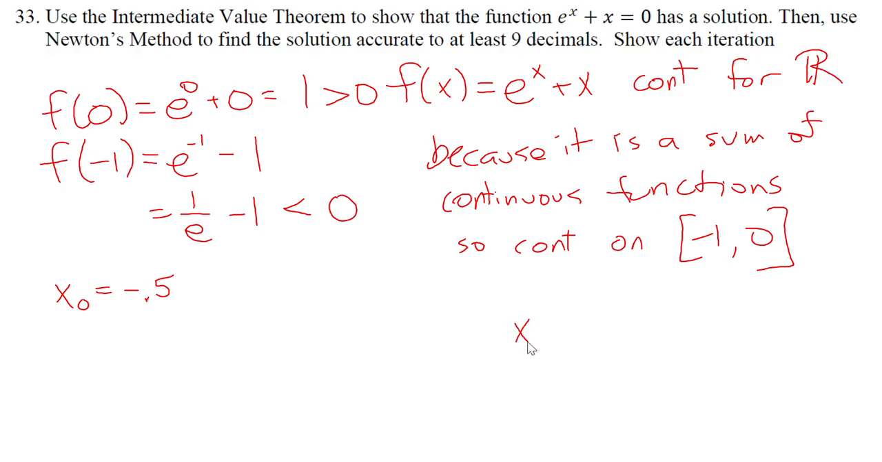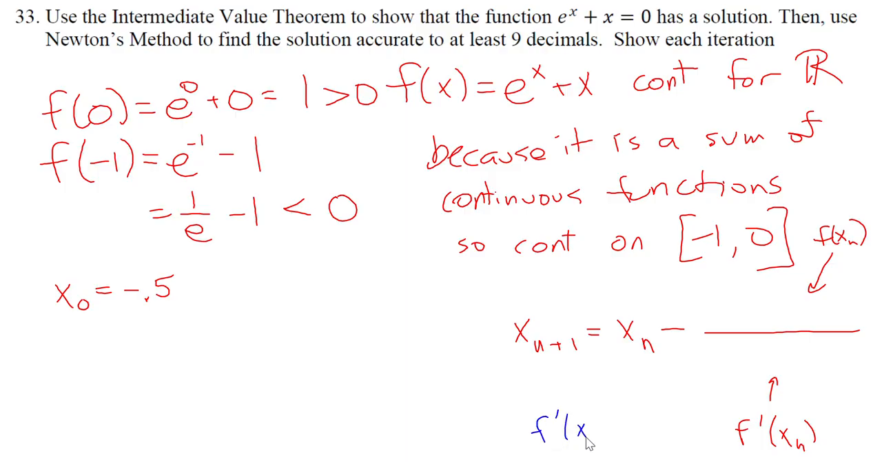So we'll start out here with x sub n plus 1 is equal to x sub n minus this fraction that we have for Newton's method, right? That was f of x sub n in the numerator, and f prime of x sub n in the denominator. That was Newton's method, the formula for it. So if f of x was e to the x plus x, then f prime of x should just be e to the x plus 1. So we end up with x sub n minus e to the x sub n plus x sub n over e to the x sub n plus 1.